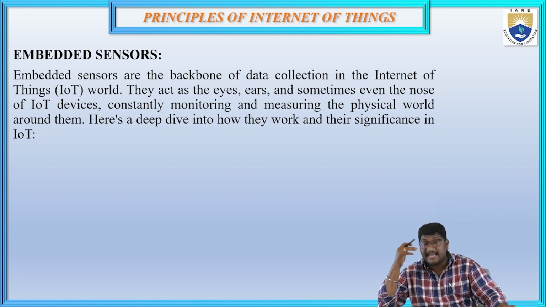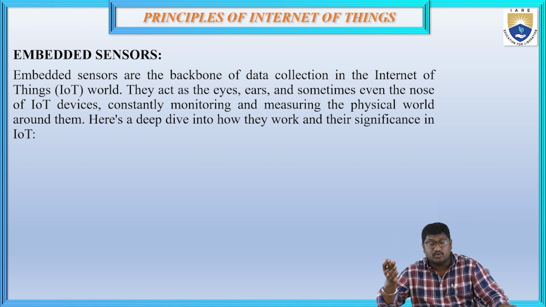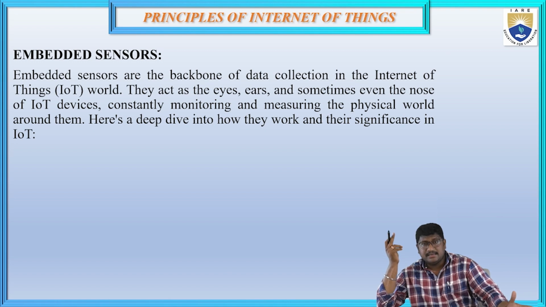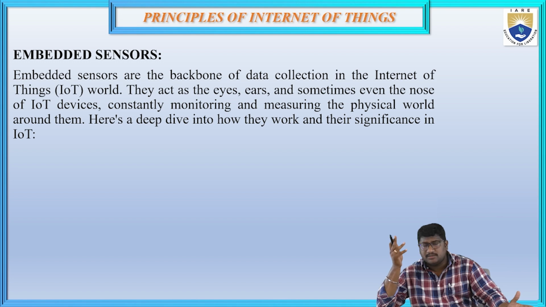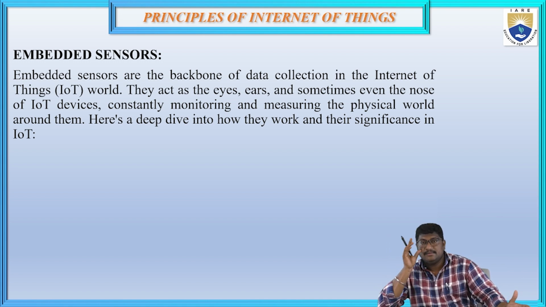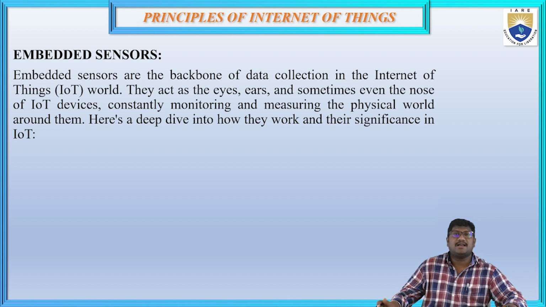By using this sensor only, I recognize who is watching me or who is coming in front of me. If I don't have these eyes, am I capable of extracting the information? No, right? If someone passes in front of me, I don't know. We can compare embedded sensors to eyes and ears, and even the nose, because by smell also we can detect. If I don't have eyes, ears, or smell, can't we do anything? No, right? In a similar way, embedded sensors are like that.